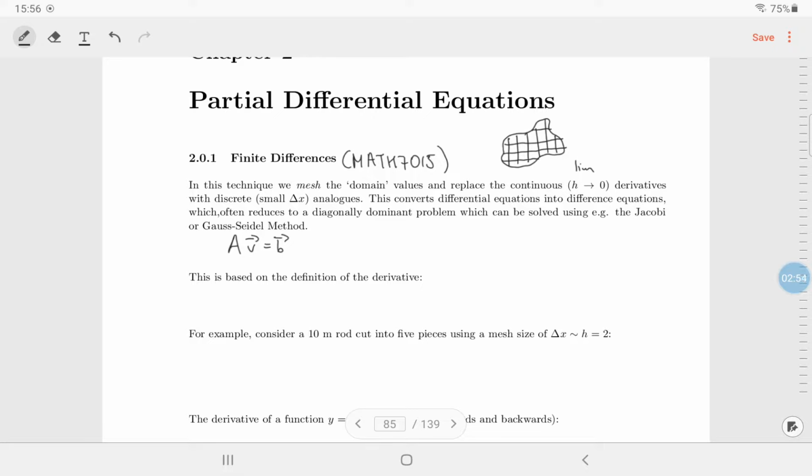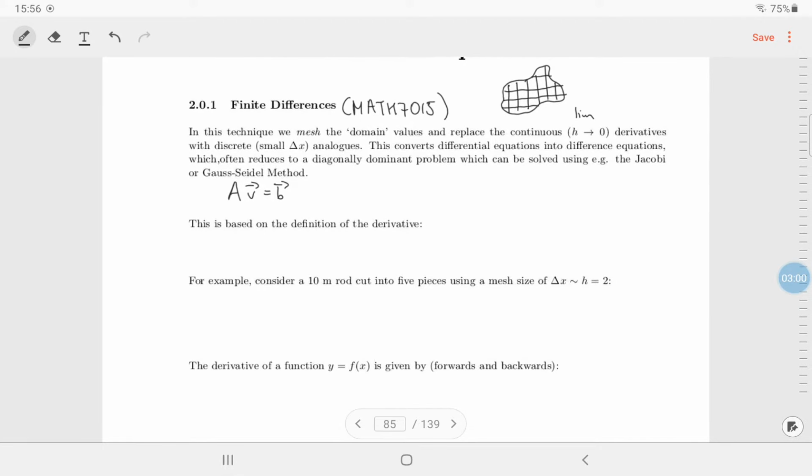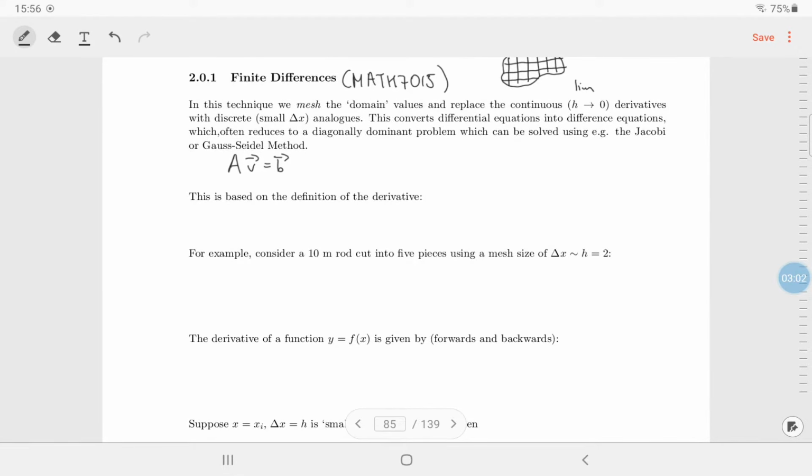The Jacobi and Gauss-Seidel methods, the way I do them, I think might be a bit easier than the way Bob might have done them. This is all based on the definition of the derivative. The derivative says that f'(x0) at a point x0 is found by taking two points that are close together, x0 plus h and x0, and looking at the rise over the run for them.